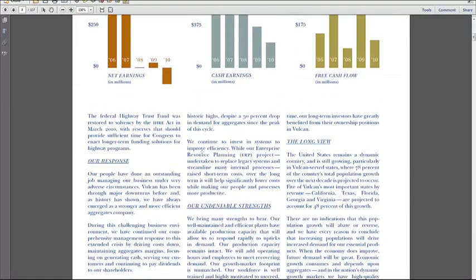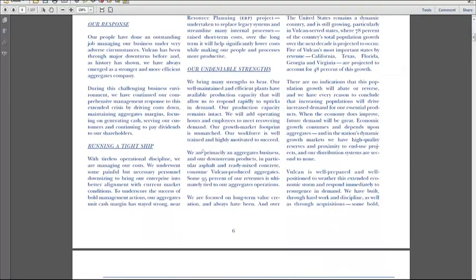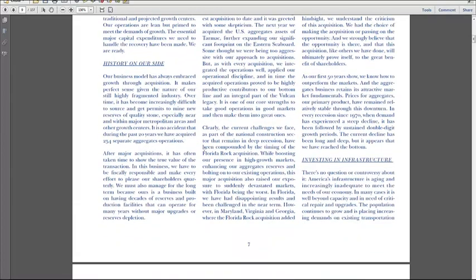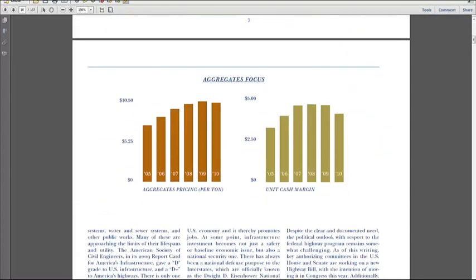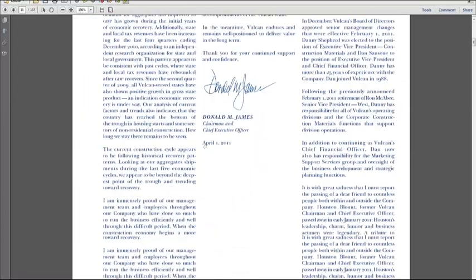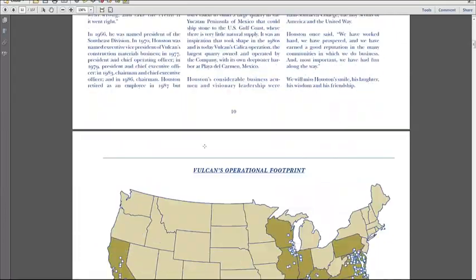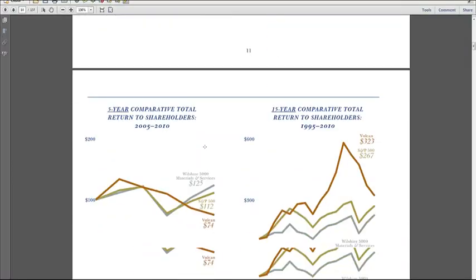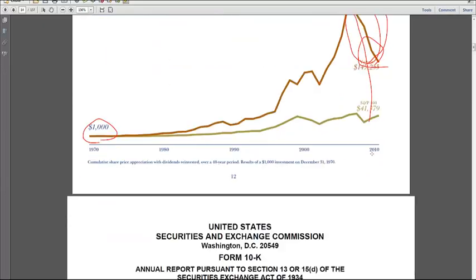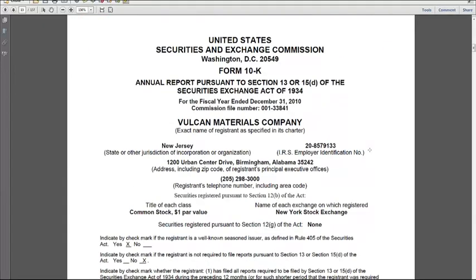So anyway, the shareholder letter talks about their explanation about what happened during the year, trends that have gone on. Now remember, this is not subject to SEC scrutiny, so there's a lot of spin in this. And keep going through, we see some of their footprint, which we'll talk about more later, graphs, total shareholder return over 40 years. So if you bought in 1970, you're doing pretty well. If you bought in the last 5 years, not so much. And then finally, we get to the Form 10K.